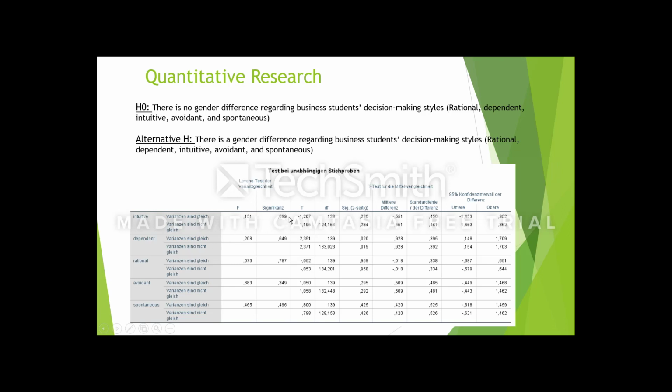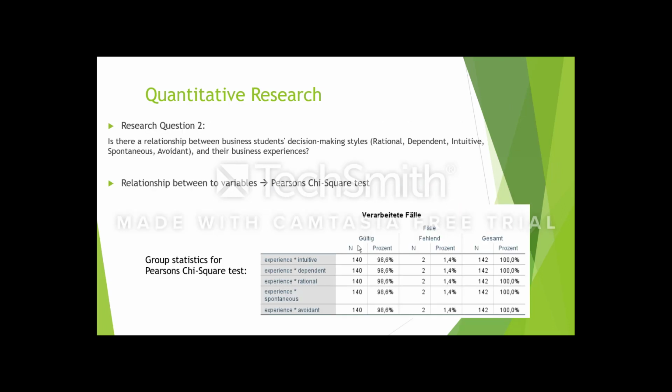Here you can see in the significance of the t-test that for intuitive, for rational, for avoidant, and for spontaneous, the significance levels are above 0.05. So there's no significant gender difference for these decision-making styles, but for the dependent, the significance level is lower than 0.05, so there is a slight difference in gender for this variable.